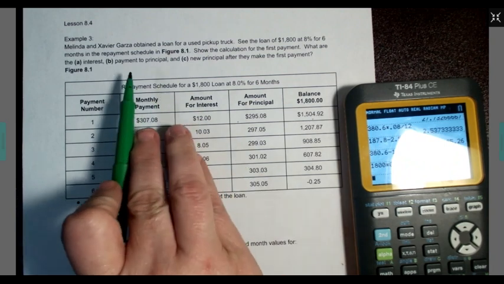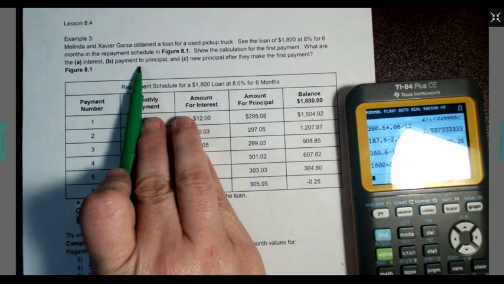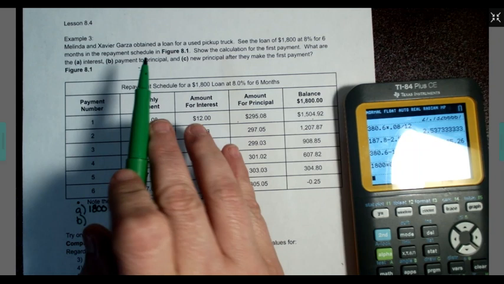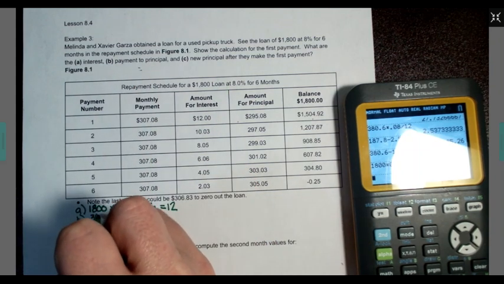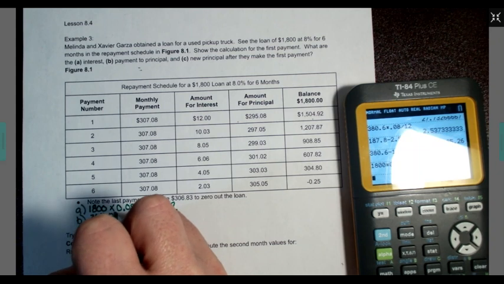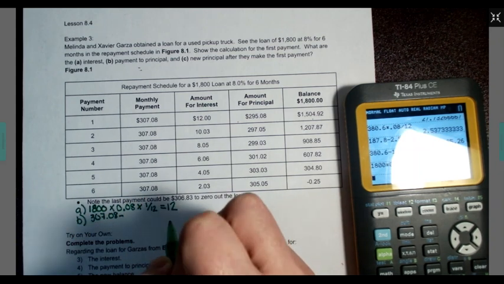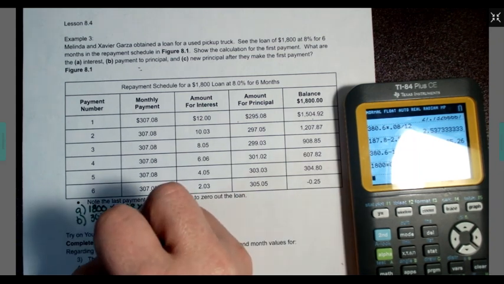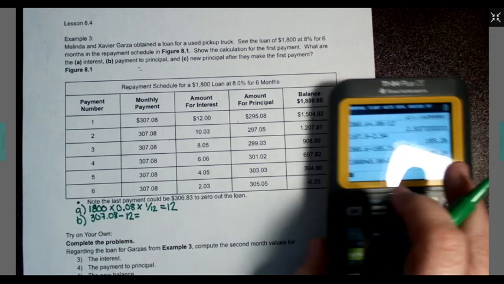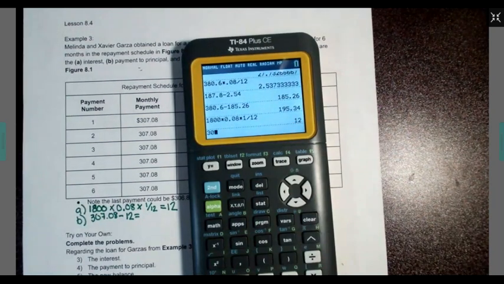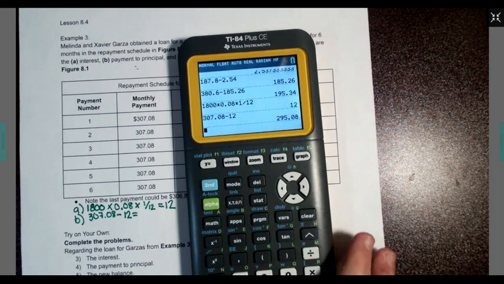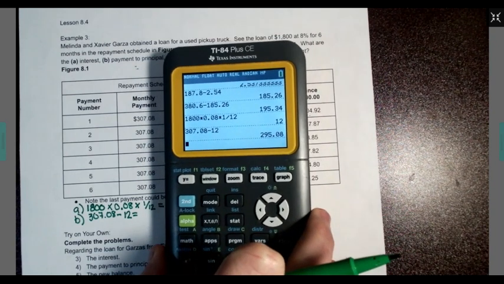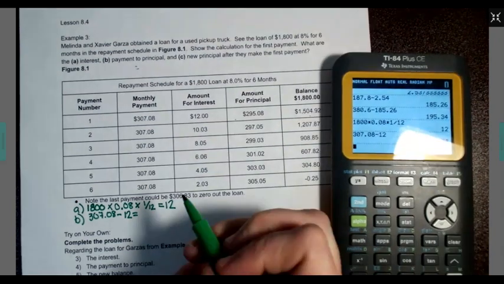Let's talk about how they found their payment to principal. That payment to principal equation says take your monthly payment, $307.08, and subtract your interest, $12. So we're going to do 307.08 minus 12. So our payment to principal is $295.08.